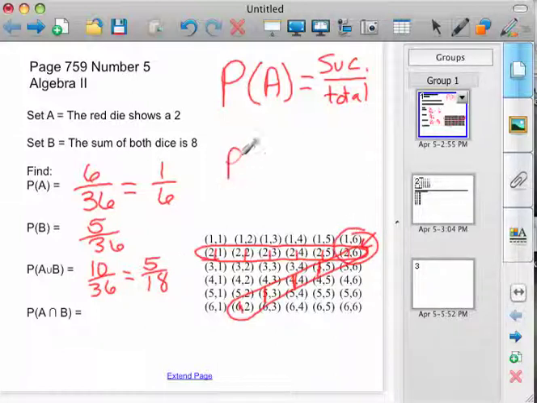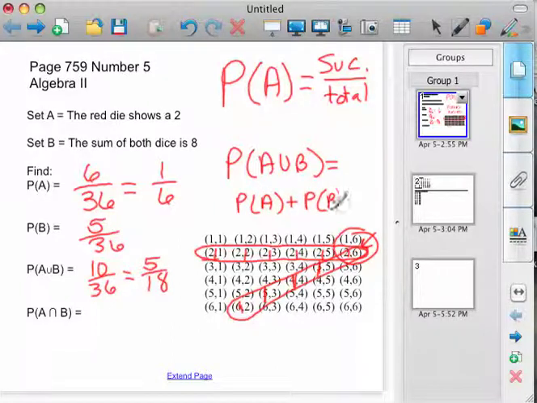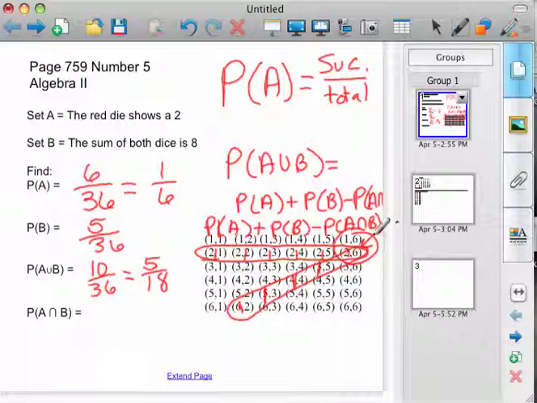The formula for the union of any union, A union B, is actually equal to the probability of A plus the probability of B minus their intersection. Well, I ran out of room, so let me rewrite that. Probability of A plus the probability of B minus their intersection, A intersect B. Okay? So we'll come up with this 5/18 here in a second using the formula.